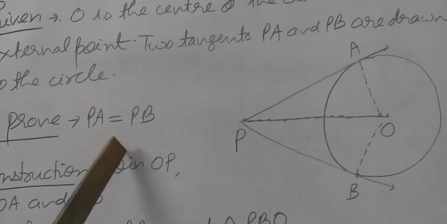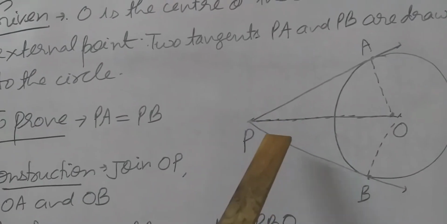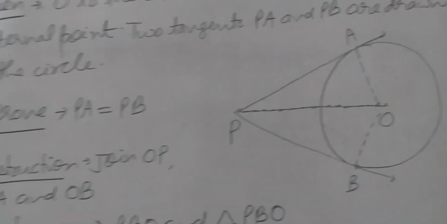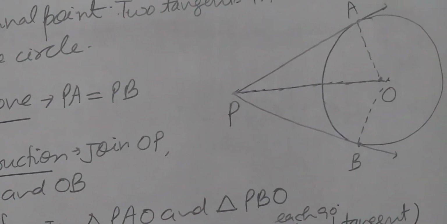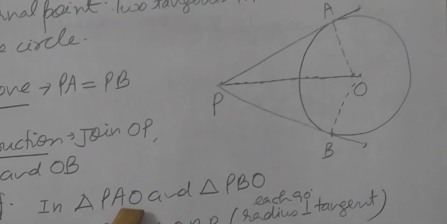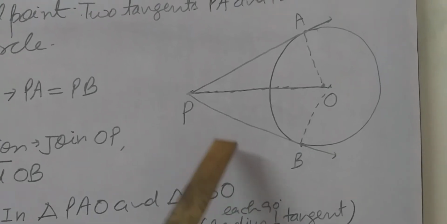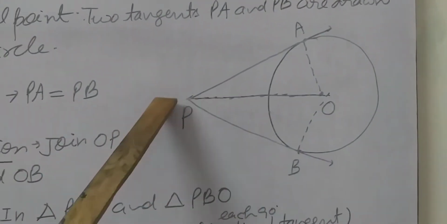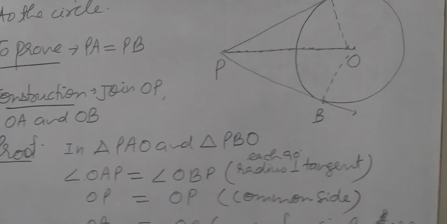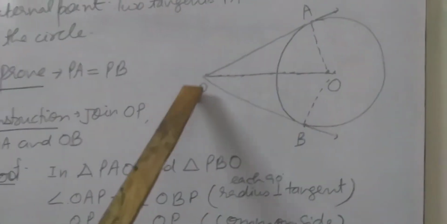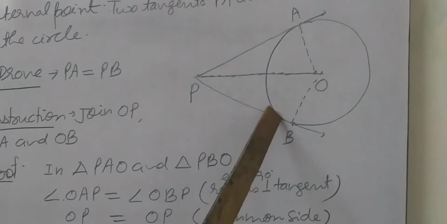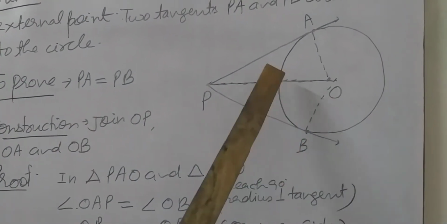To prove this, we have to do some construction. Join PO, OA and OB. Proof: In triangle PAO and triangle PBO, angle OAP equals angle OBP, because each is 90 degrees, as we just proved in the previous theorem.